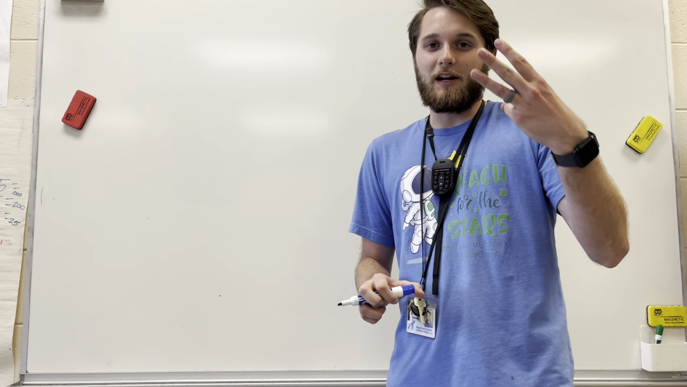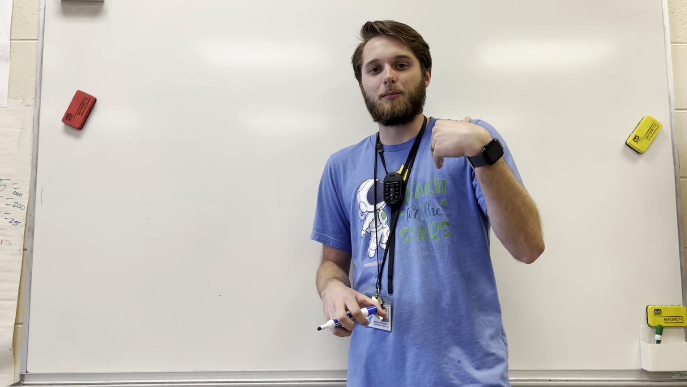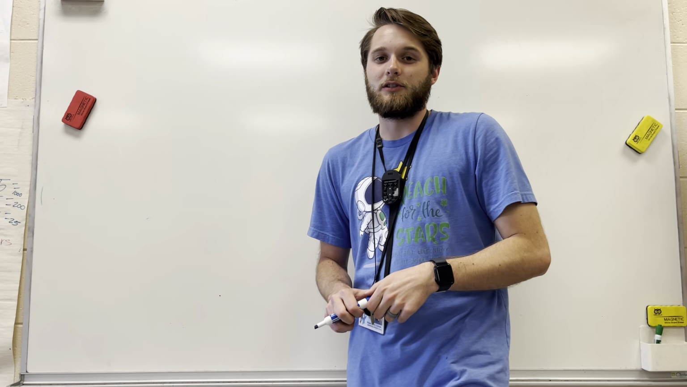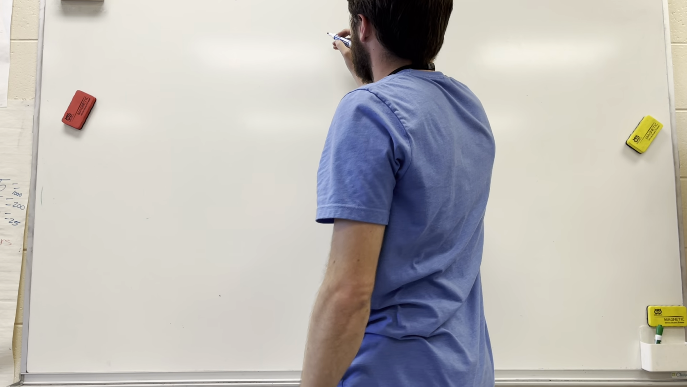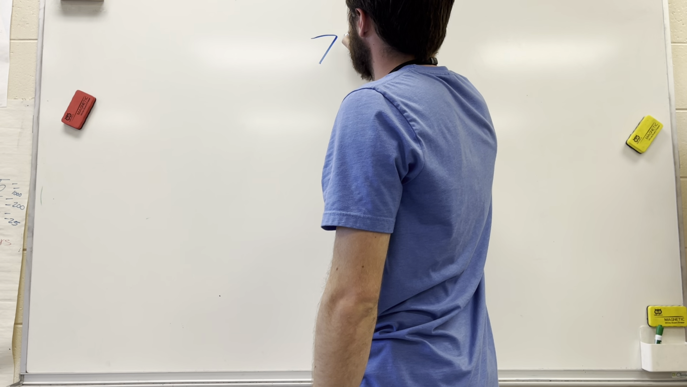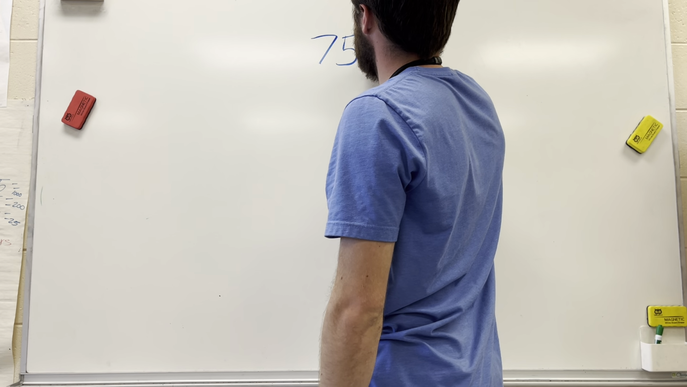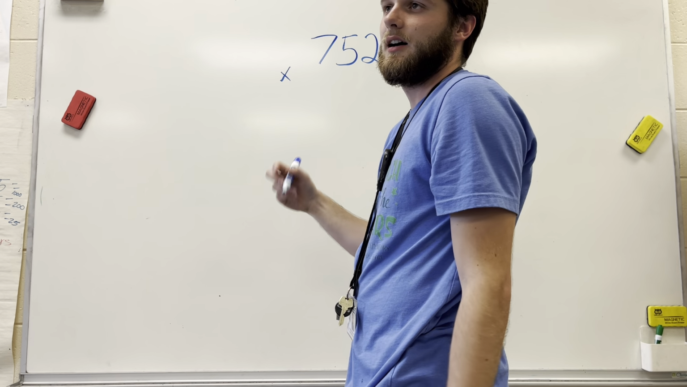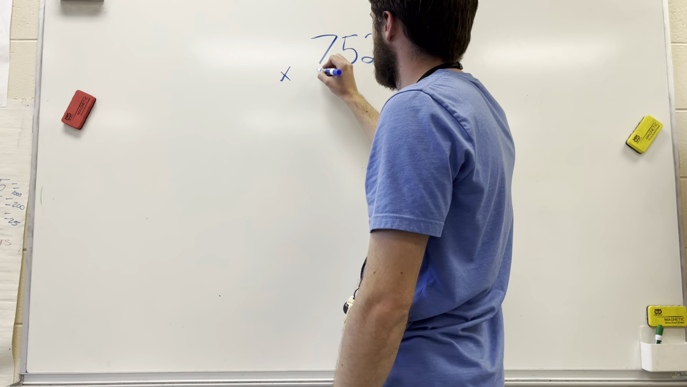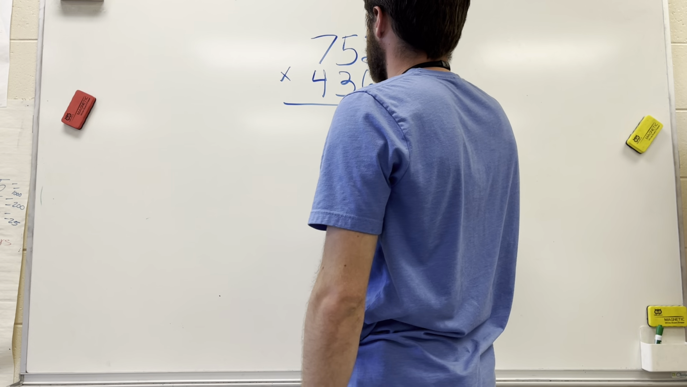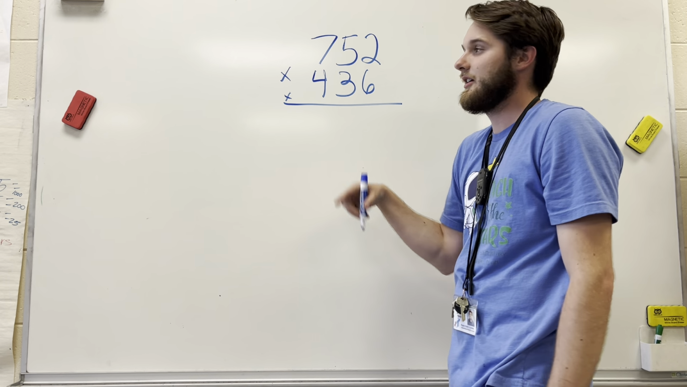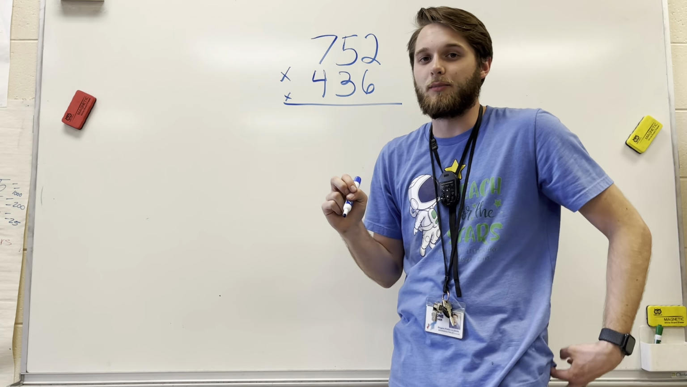We're going to do a 3-digit by 3-digit, because that would probably be the biggest number on the bottom when you're multiplying, and you should be able to do that. I'm just going to make a number up. I'm going to say 752 times, let's do 436. I got some 6's in there, I got some 7's, a decently hard number.